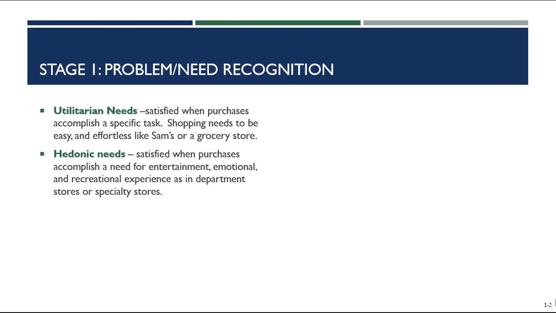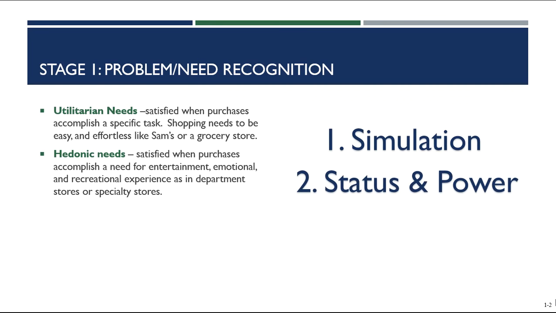Another type of need that a consumer might have is a hedonic need. And hedonic needs are satisfied when purchases accomplish a need for entertainment or emotions or for recreational experiences. So consumers are looking for a very specific experience, not necessarily a specific product. So in this case, shoppers desire stimulation, status, and adventure while they're shopping. Some ways to stimulate the customer would be to have background music playing or lots of visual displays in your store. Things for them to look at and think about while they're shopping.